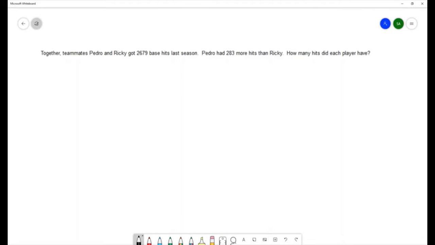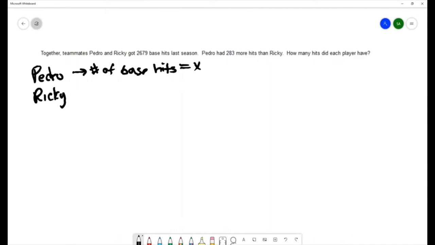First, we want to establish some variables. We have Pedro and Ricky. And we're going to say that for Pedro, his number of base hits is X. And for Ricky, his number of base hits is Y.